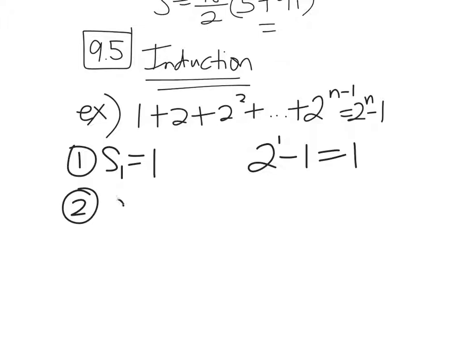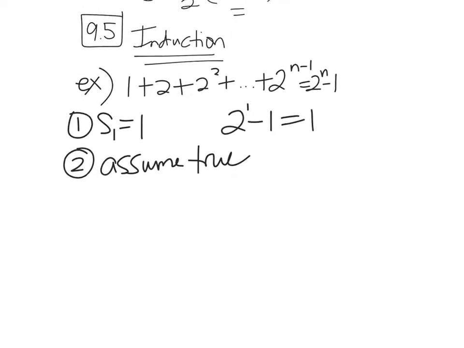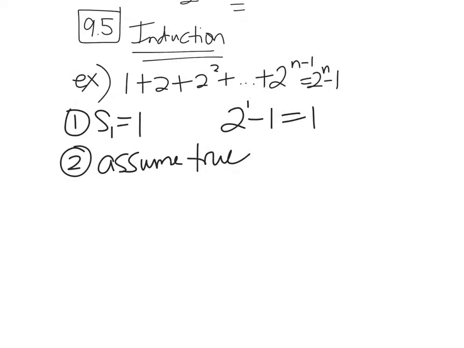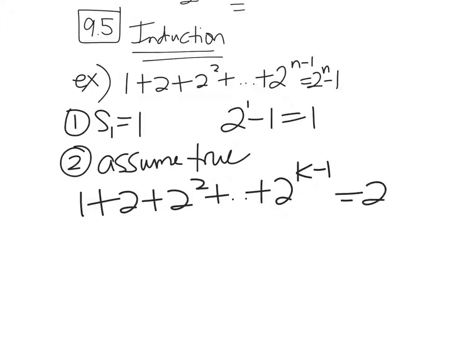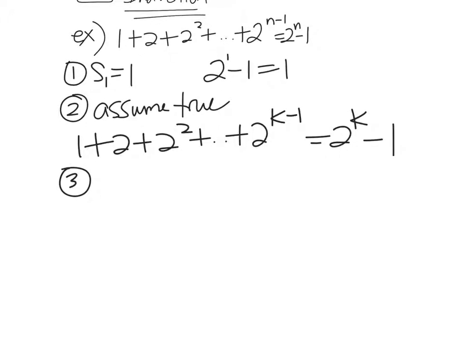Number 2, you have to write these 2 words. Some of you want to skip that for some reason. Maybe you don't think in math we have words, but we do. Assume true. You have to assume this is true for a different variable. We use k, you can use whatever variable you want. 2 to the k minus 1 equals 2 to the k minus 1. Assume true.